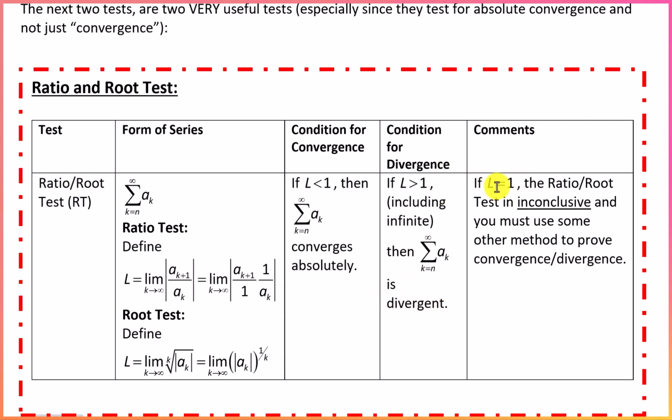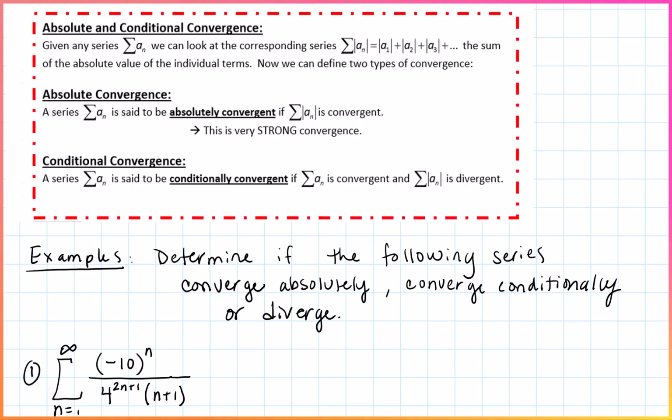If L happens to be equal to 1, this is the one place where we get an inconclusive result, and you have to go back to some other method. In that scenario, we have all of our other tests from the previous section. So if the ratio or the root test is inconclusive, we just go back to the original and we try something else. Okay, let's look at some examples.